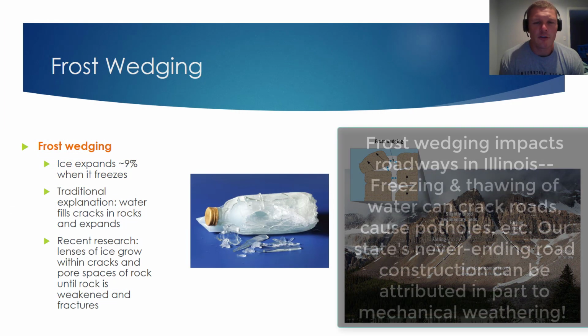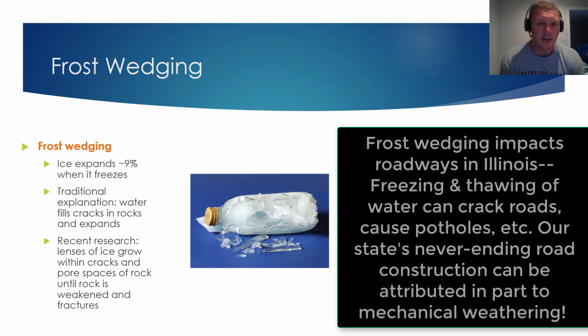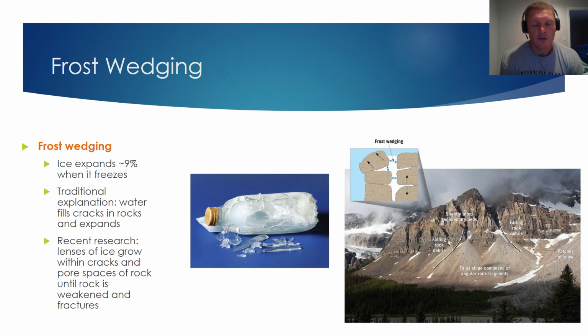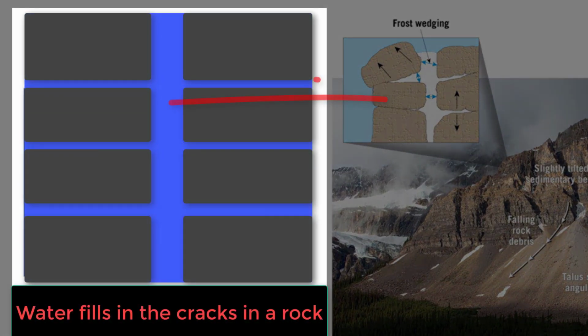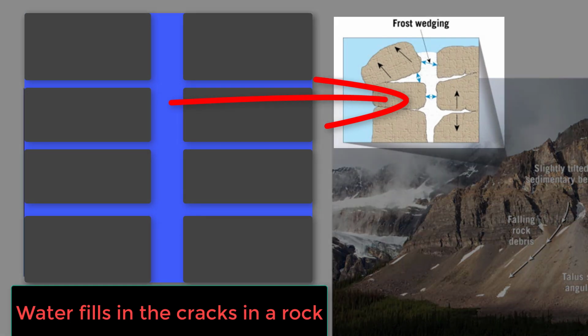Frost wedging is going to be most effective in climates where there's freezing and there's thawing as the seasons change. And Illinois is actually a pretty good example of a climate just like that. So suppose liquid water fills some cracks that exist in a rock. When that water freezes, it's going to want to expand. And when it expands, it's going to widen that crack and physically break apart the rock as it pushes to expand.